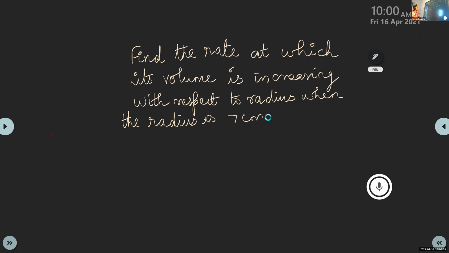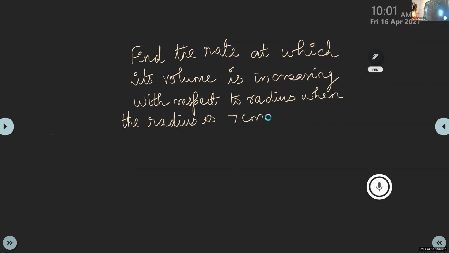Read the question. Find the rate at which the balloon's volume is increasing with respect to the radius, when the radius is 7 centimeter.